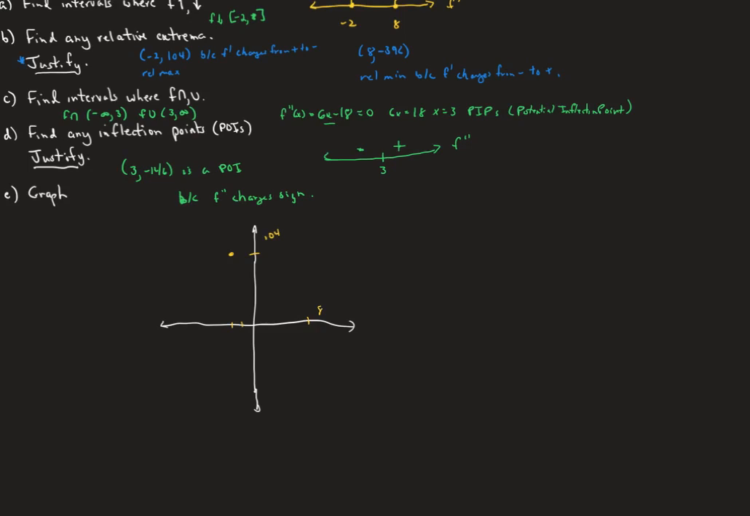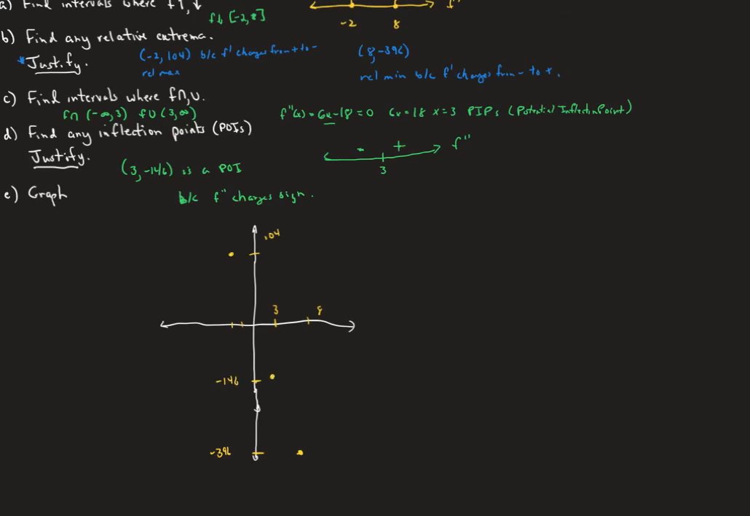And I'm going to extend that maybe a little bit longer there. And my scaling's not great here, but I'm going to call this -396. So that's going to be our relative minimum, and this is our relative maximum. Our inflection point is going to be at 3, -146. So I'm going to say right there is 3, and I'm going to say somewhere in there is the -146.